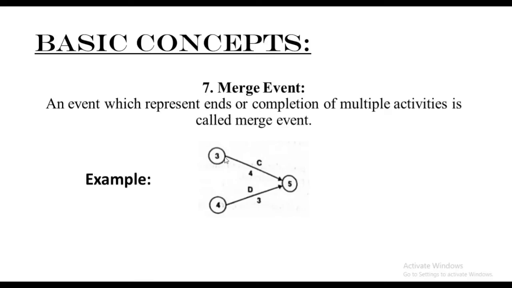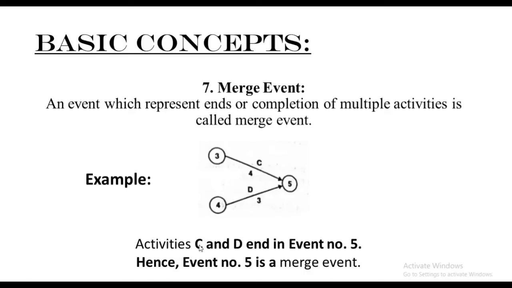and if you look at the arrows, they have been merged into one single event, which means that's the completion of both those activities. Activity C and activity D end in event number 5. Hence, event number 5 is the merge event, where they are getting merged, and that's called the end point of those particular activities.